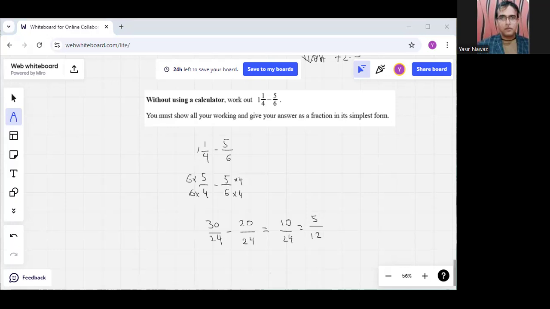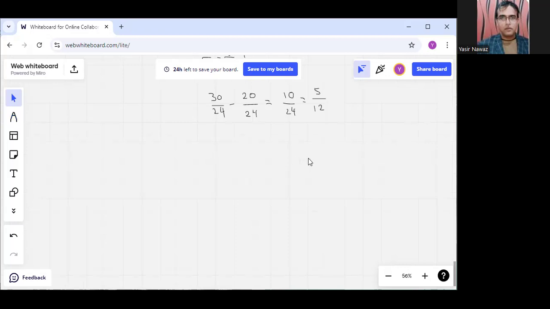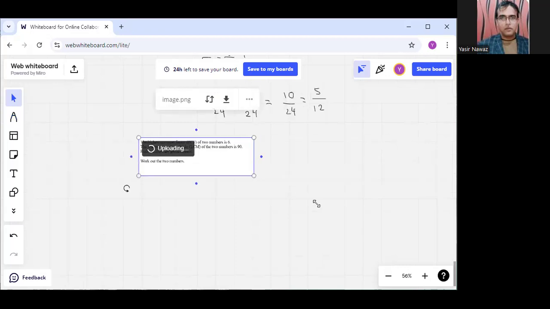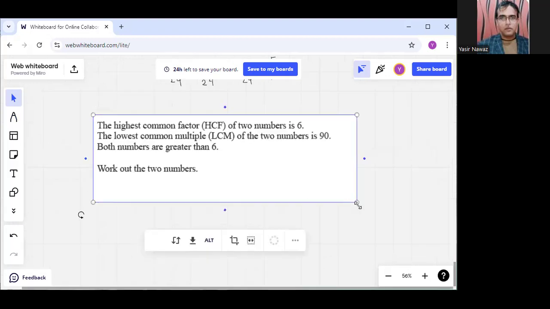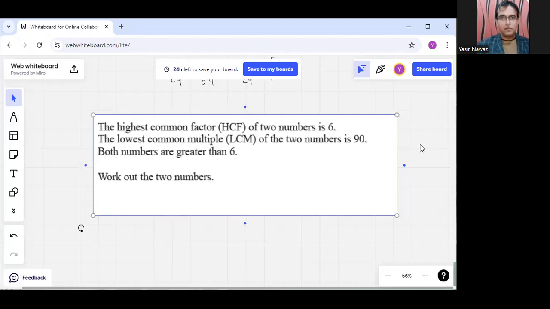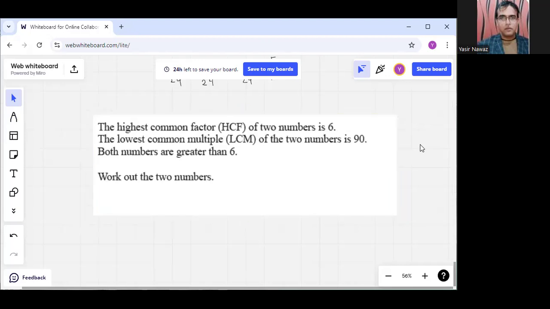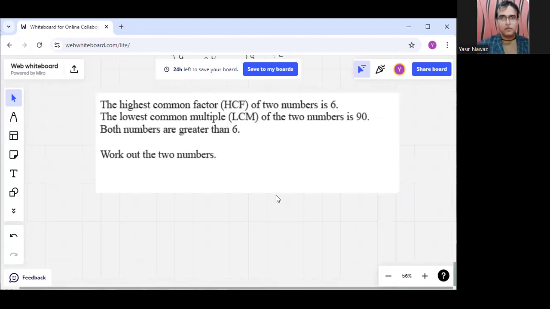Last question of this paper is: the highest common factor of two numbers is 6. The lowest common multiple, LCM, of the two numbers is 90. Both numbers are greater than 6. Work out the two numbers. So there is one result: the product of two numbers is equal to HCF multiplied by LCM.